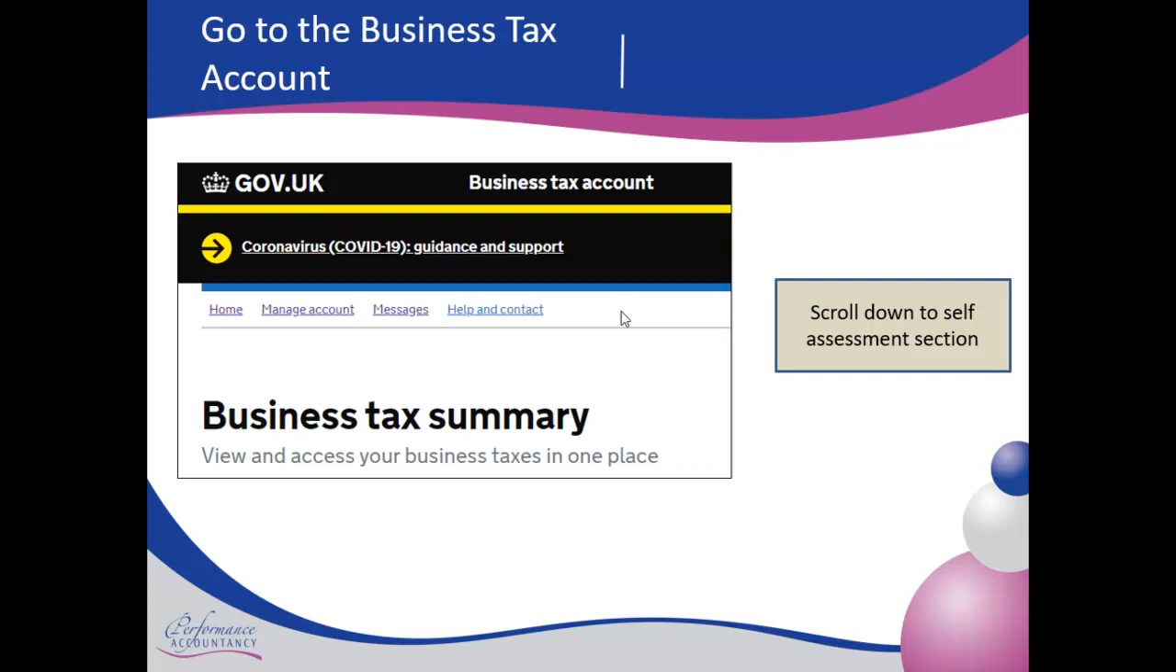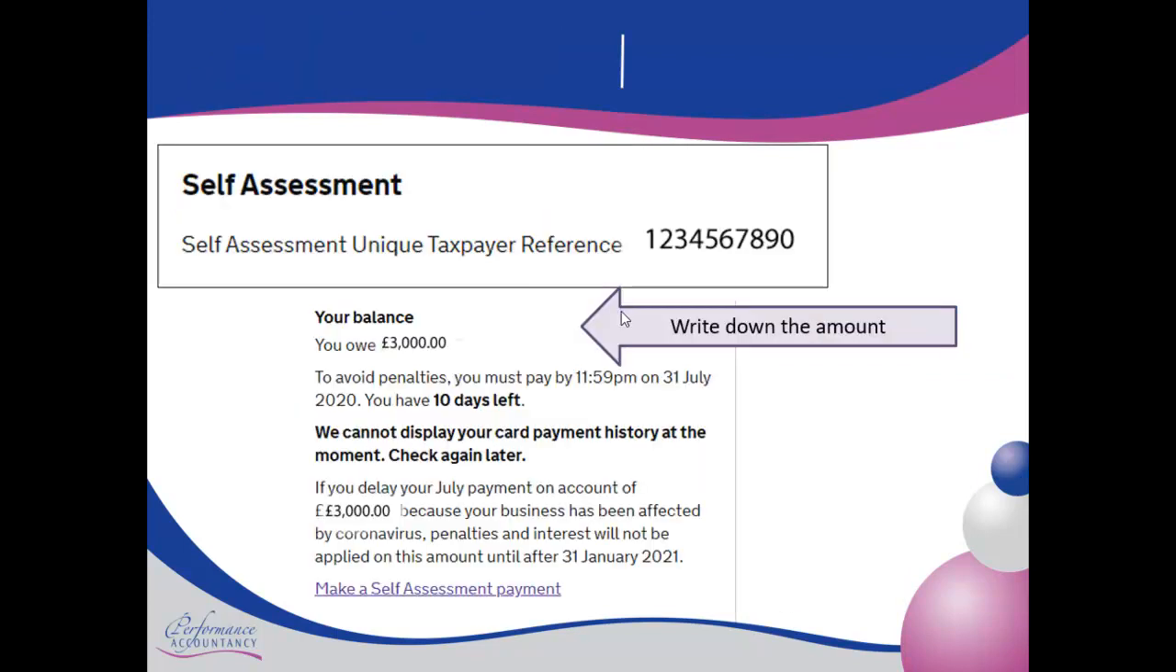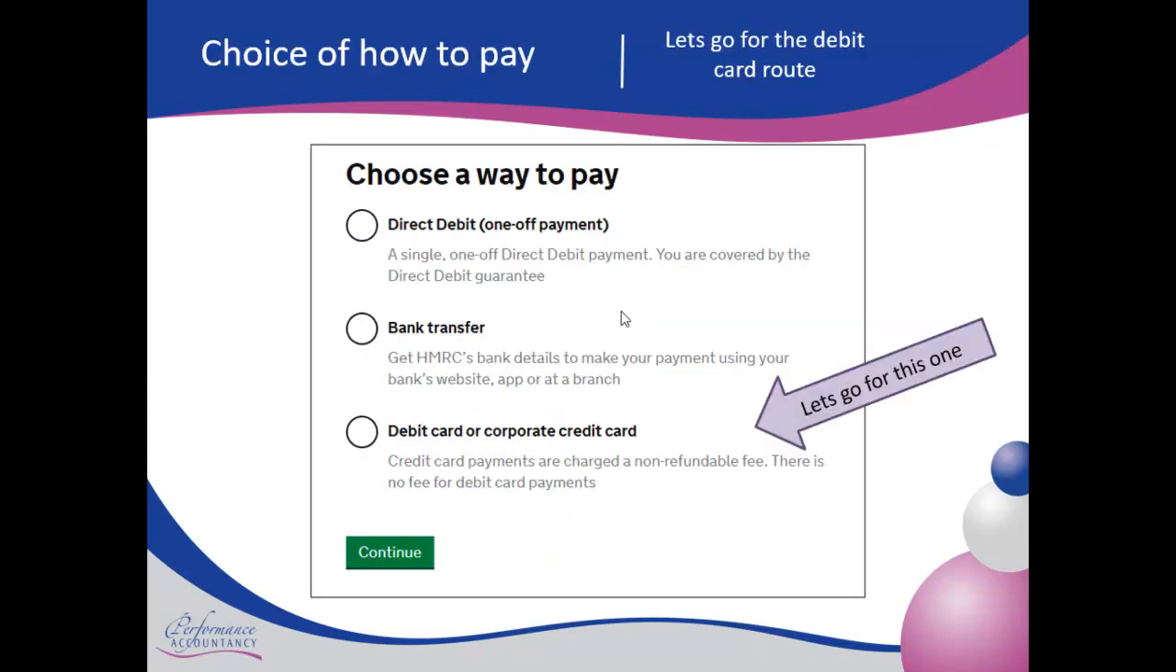You want to scroll down until you get to the self-assessment section, and it will tell you how much you need to pay. But what you must do is A, write down your self-assessment unique tax reference number, just in case, but B, more importantly, you must write down the amount you owe, and it will tell you how much you owe to the 31st of January. Okay, so they're the important things. Write it down. So that's the ability there to do the direct debit.